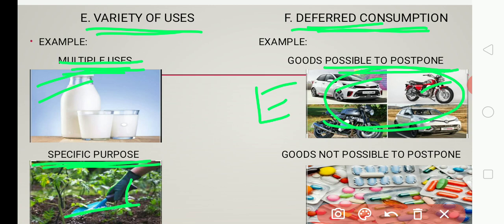Suppose the good does not allow us to postpone consumption. For example, here medicines are given. These are goods not possible to postpone. Suppose a person is dying with some sickness, we want to treat them immediately, we need drugs, we need medicine. Can we delay to next month? I'll buy the medicine and do the treatment next month? We cannot postpone at all because it is necessary. So during that time the demand will be inelastic.